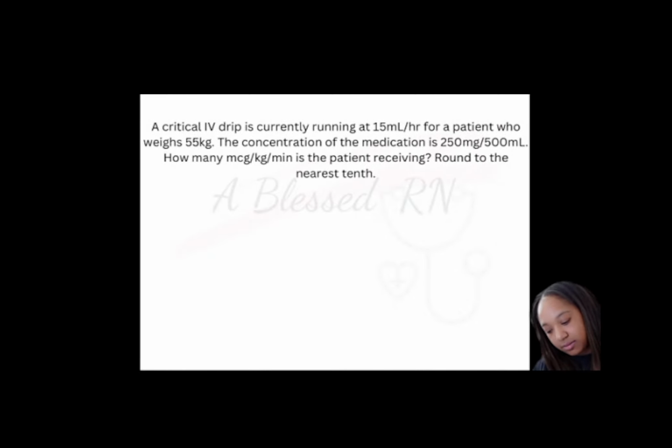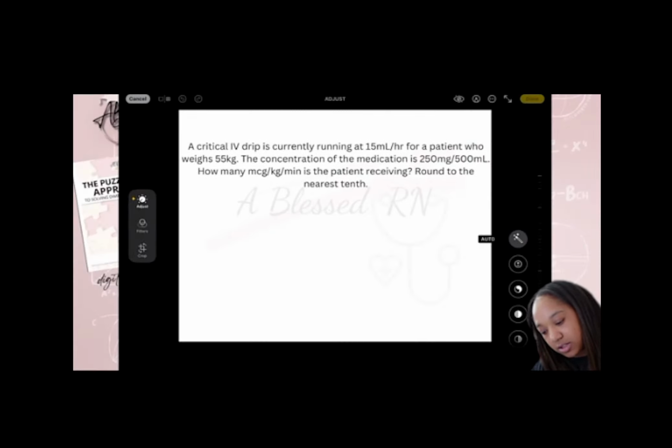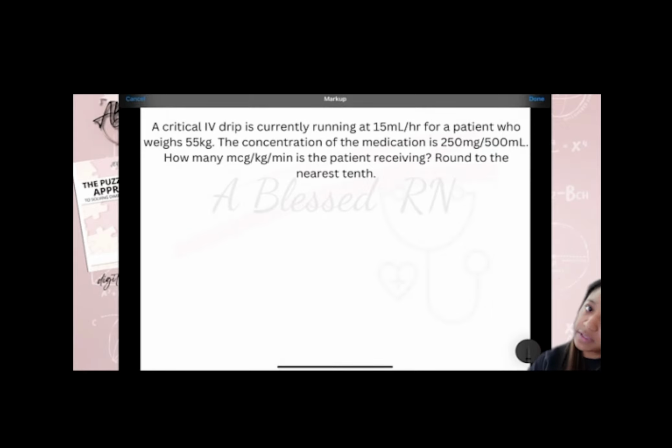All right? Now, this is one of my favorites to do. This is where I make believers out of the non-believers in dimensional analysis. So this is one of your critical drip problems, okay? So you got a critical IV drip that's running at 15 milliliters per hour for a patient who weighs 55 kgs. The concentration of the medicine is 250 mg per 500 milliliters. How many micrograms per kilogram per minute is the patient receiving? And we're going to round to the nearest tenth place, okay?